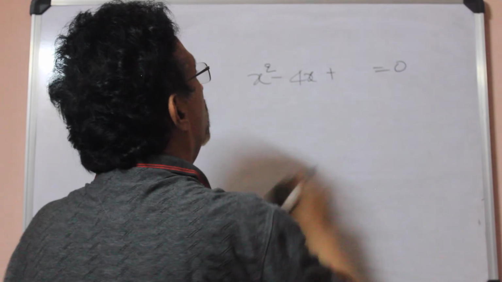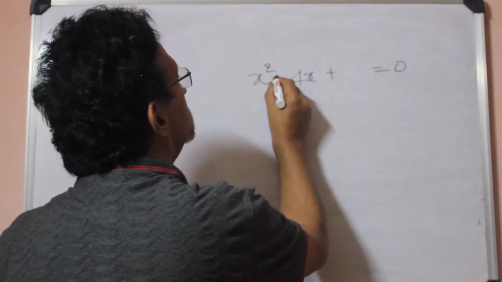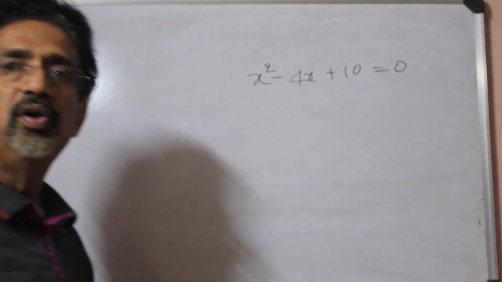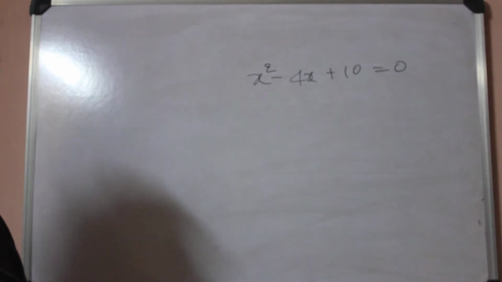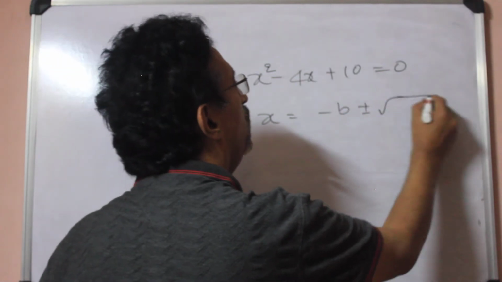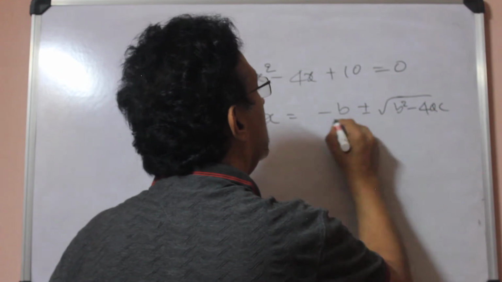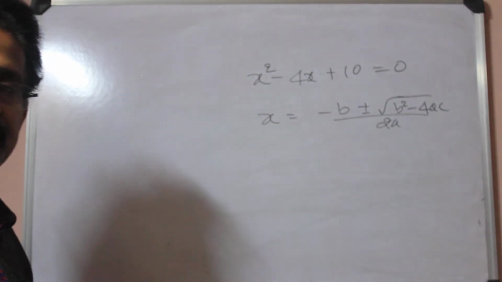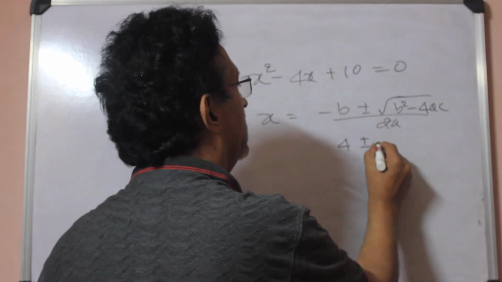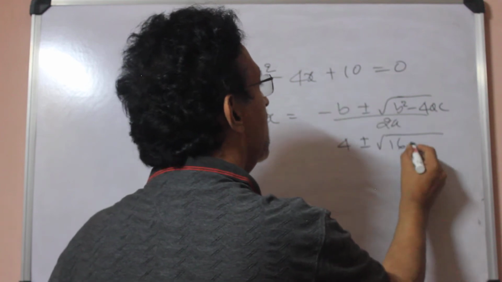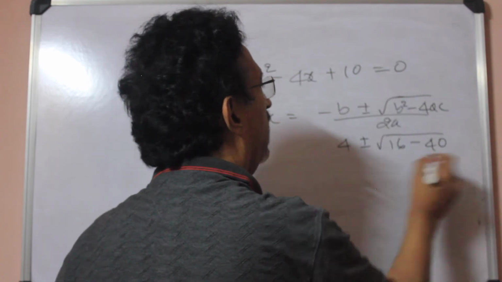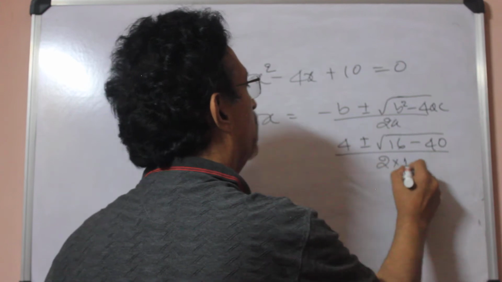suppose I give you an equation like this, x squared plus 4x plus, say, 10 is equal to 0. It's not that easy to solve this equation. What do I do? I go for x is given by minus b plus or minus under root b squared minus 4ac by twice a. I go for this method, right? So minus b means minus of minus 4, so 4, plus or minus square root of b squared, that is 16, minus 4 times a is 1, c is 10, so 40, divided by twice a, which is 1.